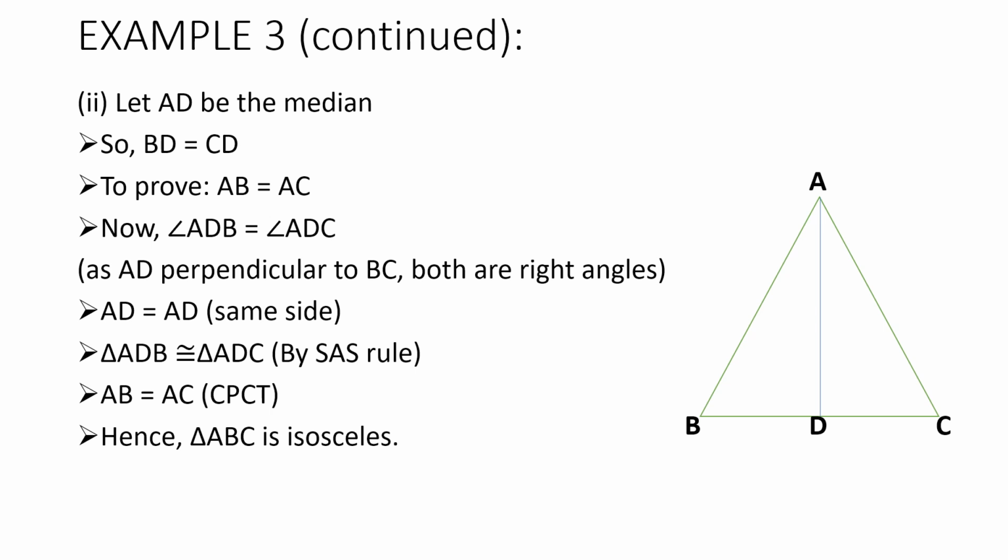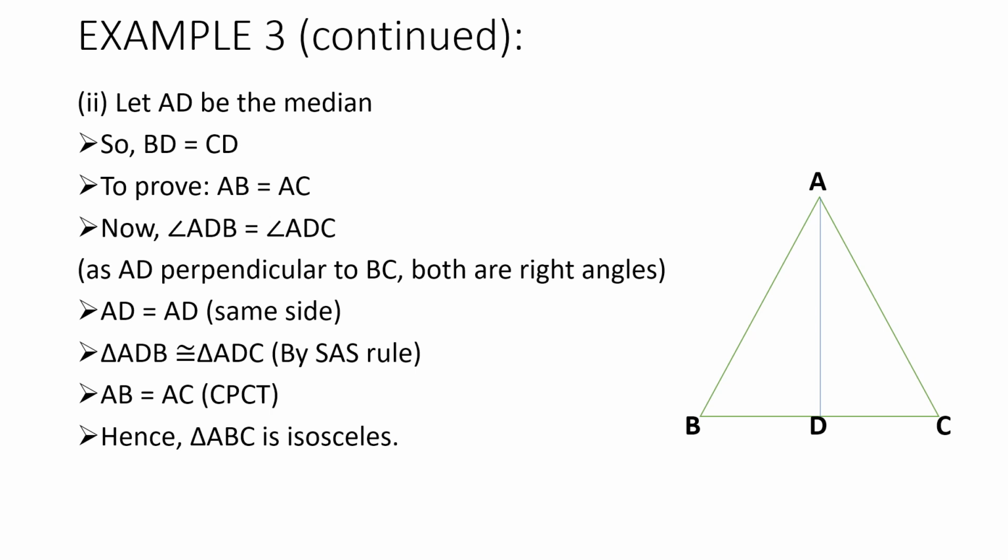Now the second condition for the triangle being isosceles is, if suppose you are having the median, and the median is perpendicular, then also the triangle will be isosceles. So first of all, let AD be the median.